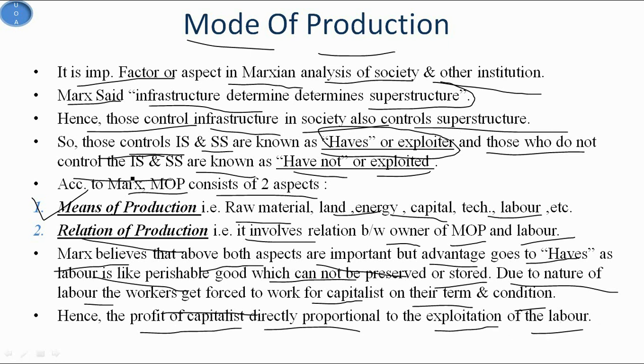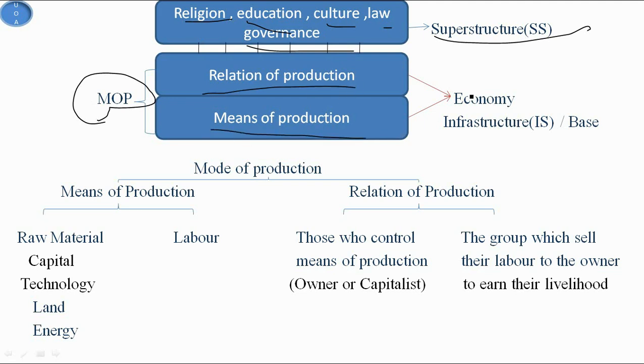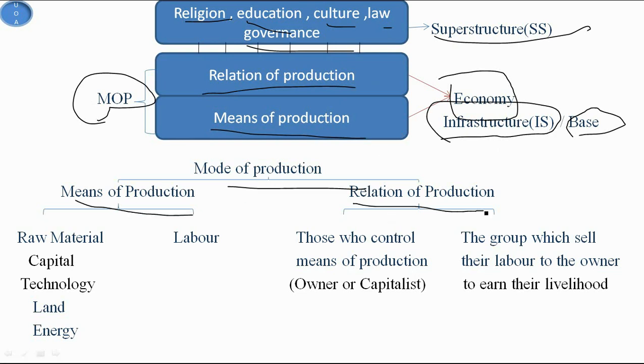So, in short, in a graphic mode, I will help you understand and conclude this. It will look like this. Here the superstructure will contain religion, education, culture, law and governance, and the mode of production will include relation of production and means of production, or we can also call it economy or infrastructure or base. Now mode of production has two arms, that is means of production and relation of production.